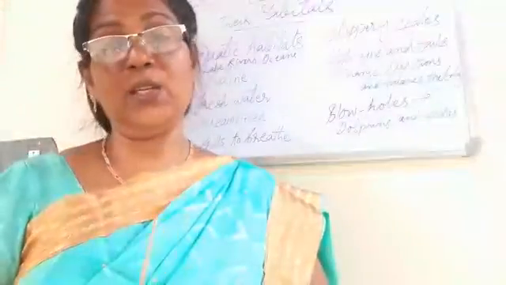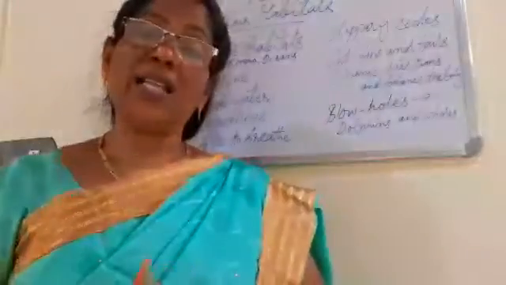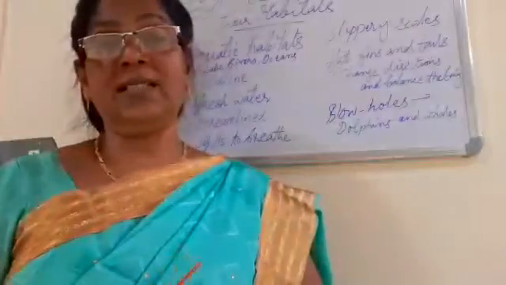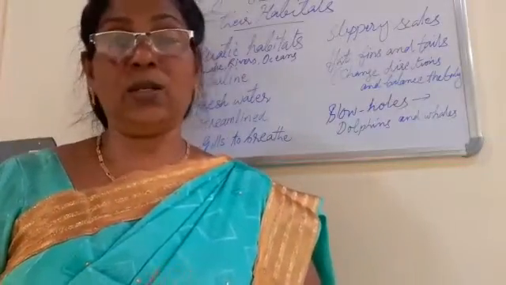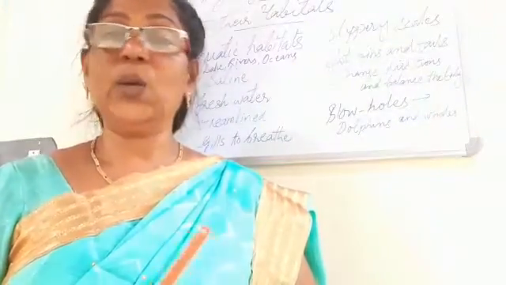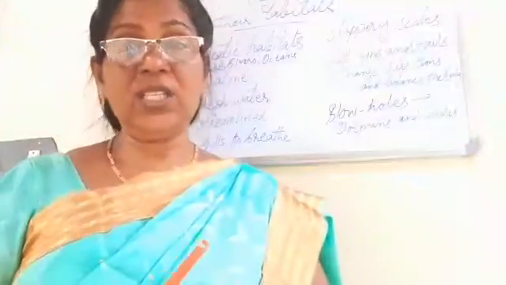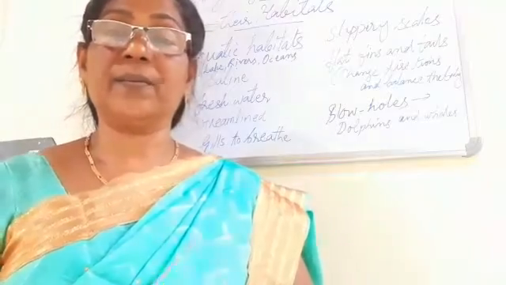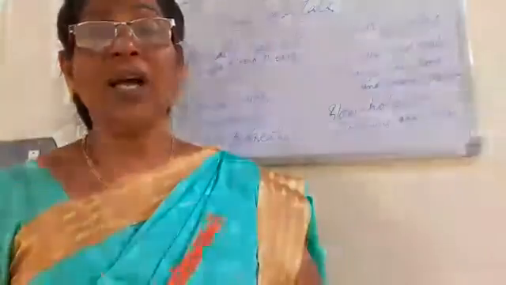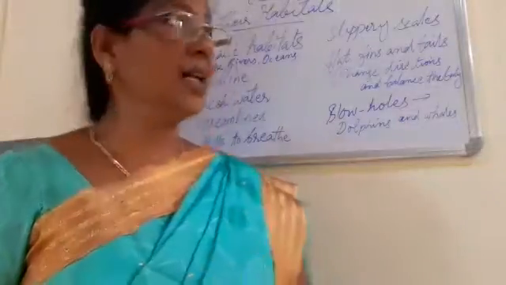Do you know, children, some organisms which live in water do not have these scales, gills and all. Mainly these organisms are dolphins and whales. They don't have gills. How do these organisms survive in water? Instead of gills, they have another organ in their body.